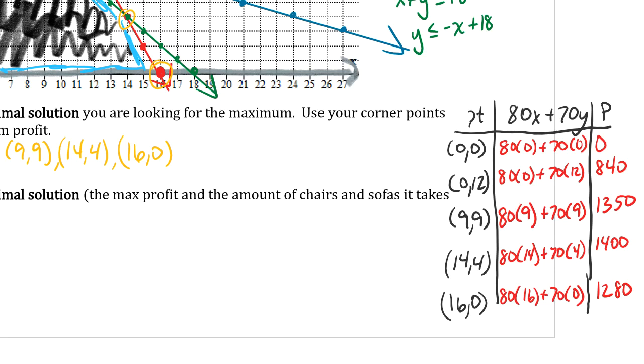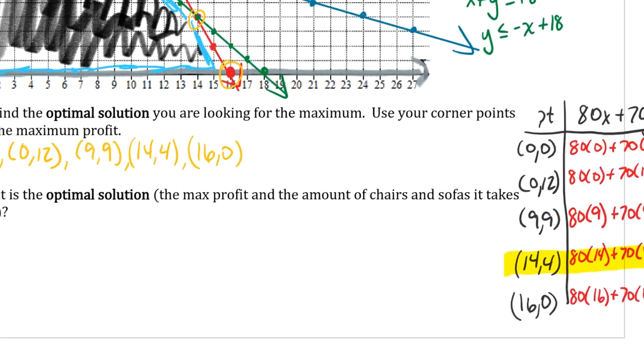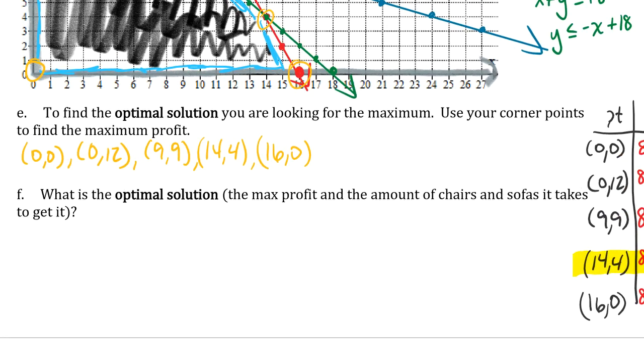So what is our maximum? It's going to be this row right here, because the 1400 is the biggest one. All right, so when it says find the optimal solution, the max profit and the amount of chairs and sofas it takes to get it, that just means we're going to have to write it kind of like this. We have a max of $1,400.